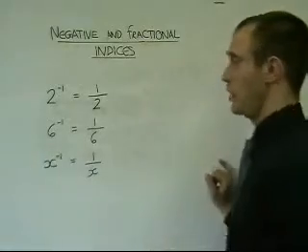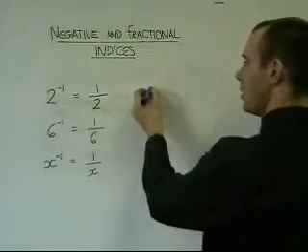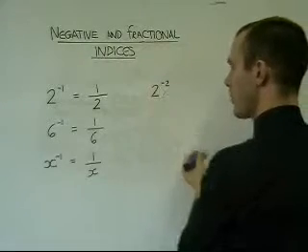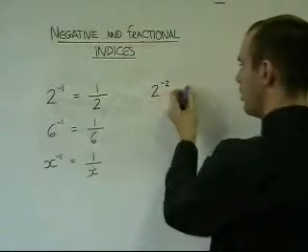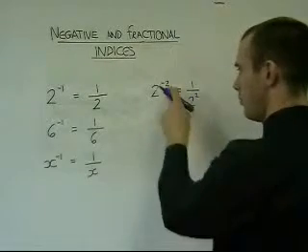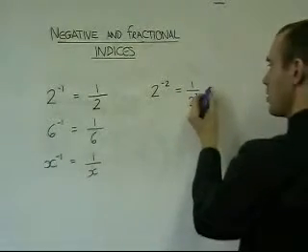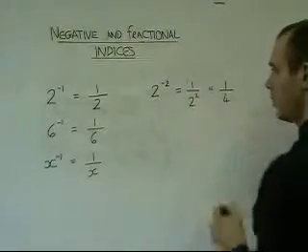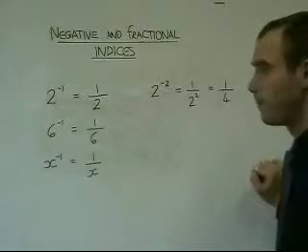This can get more complicated because you're asked to evaluate things like this. 2 to the power of minus 2, which would be 1 over 2 to the power of 2. We then need to continue this, which is 1 over 4. 2 to the power of 2 is 4.